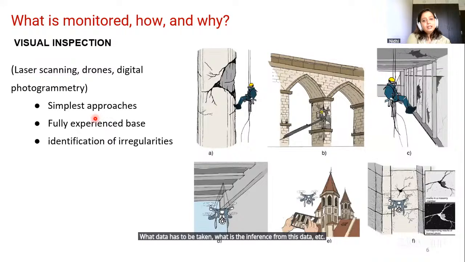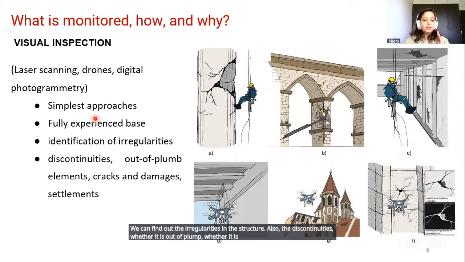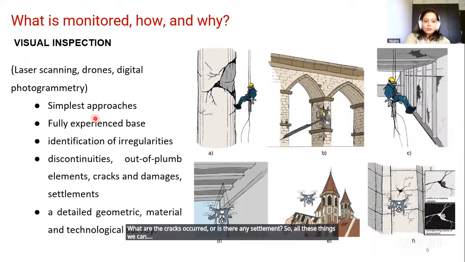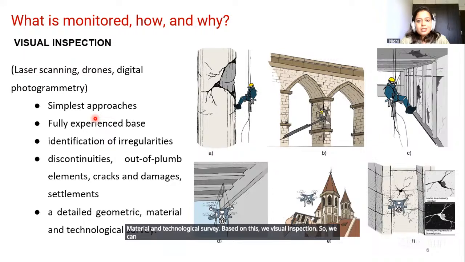We can find out the irregularities in the structure, the discontinuities, whether it is out of plumb, whether it is vertical or not, what cracks have occurred, or whether there is any settlement. All these things we can analyze using visual inspection. We can also get a detailed geometric, material, and technological survey based on this visual inspection. Nowadays we generally use drone surveys for this.